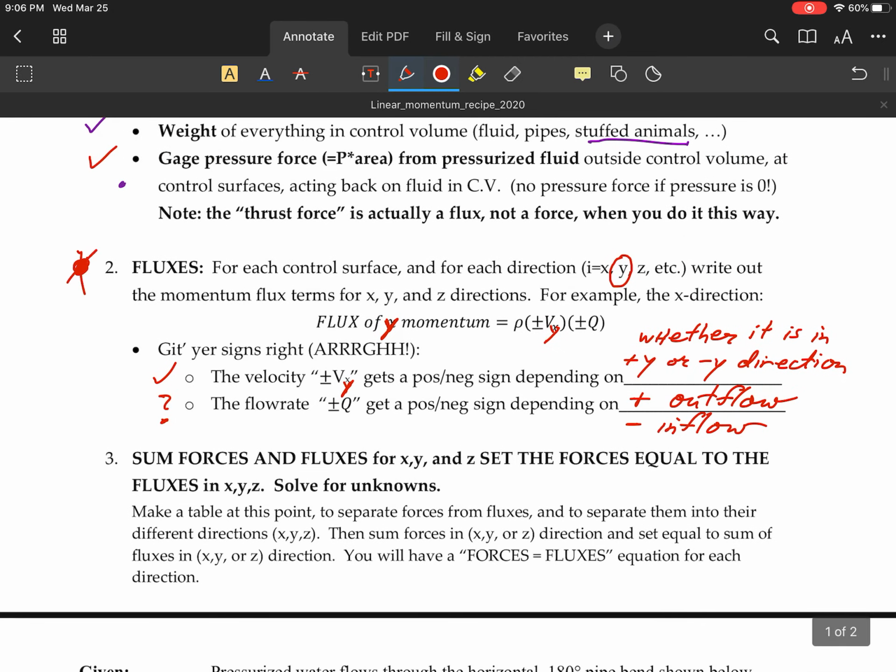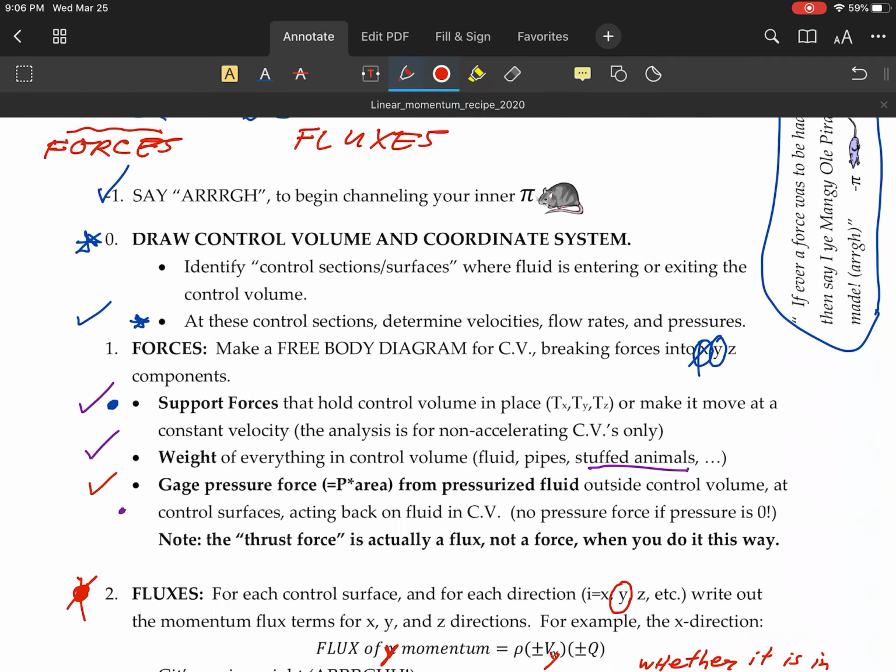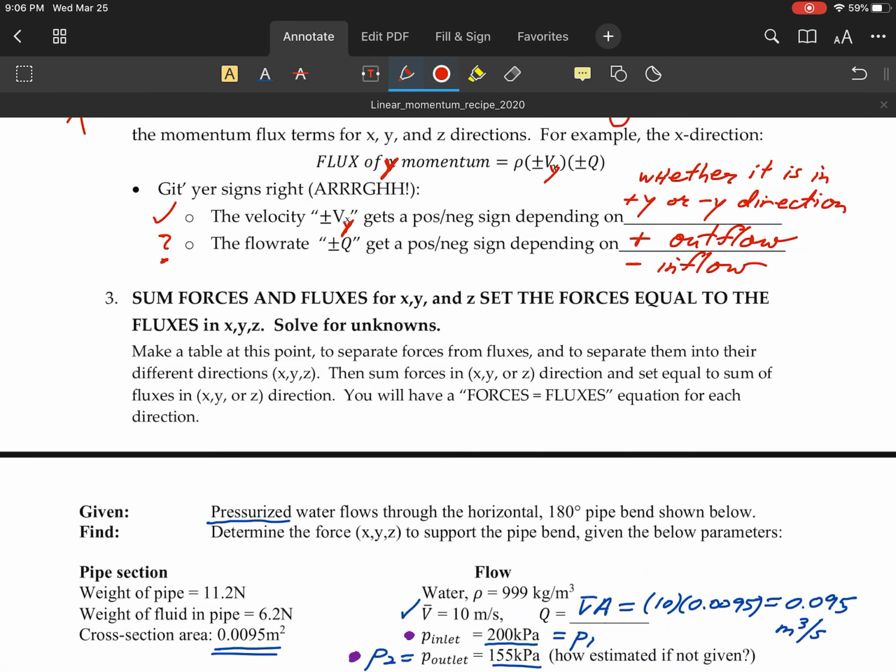Okay, so that is the fluxes, and the fluxes is the right-hand side. These are the fluxes over here, and you're going to add them all up for every place that fluid is leaving or entering the control volume, and then over here we have the forces. Okay, so the forces and the fluxes. All right, so now the last thing is to add those together and set them equal to each other. Okay, and we are only doing this in one direction. We'll move on to 2 and 3 directions later.